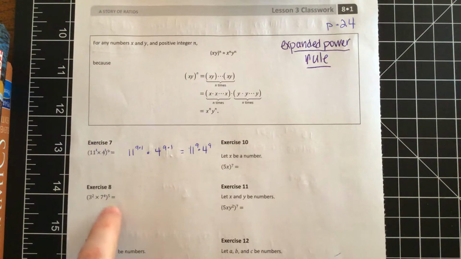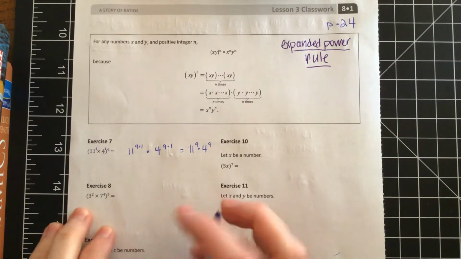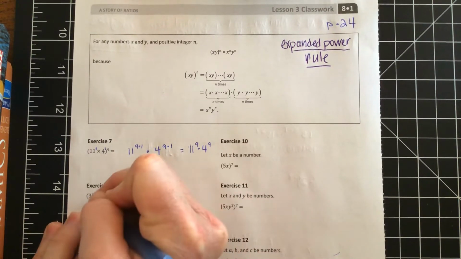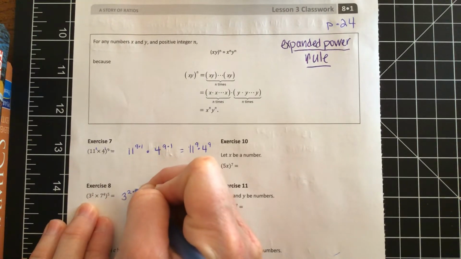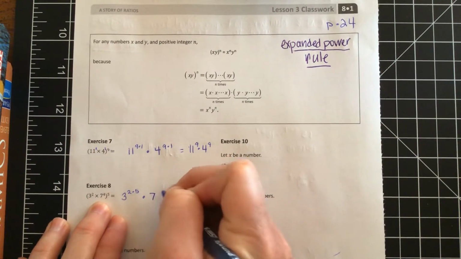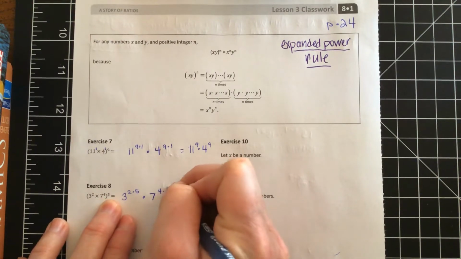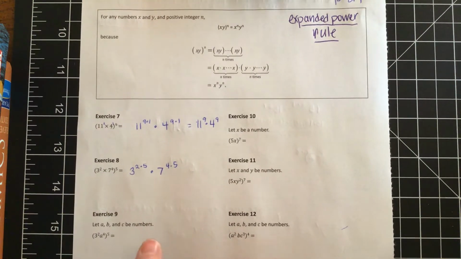Okay, for exercise 8, you do have exponents inside your parentheses and outside your parentheses as well. So you'll see why I did that here. So you have 3 to the second power times 5, so it's 3 to the 2 times 5, right? Times, and we go to the next base, which is 7 to the 4 times 5. Okay, and those could be in either order, the multiplication. Okay, and I could simplify further, but really I don't need to for this particular lesson. It's just learning how to use the expanded power rule.